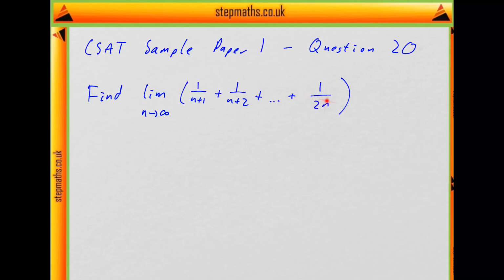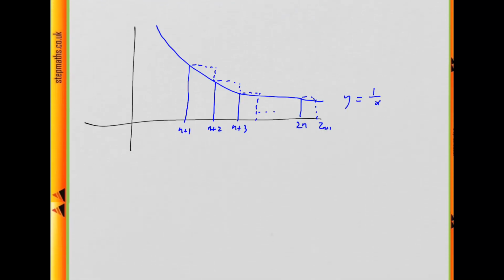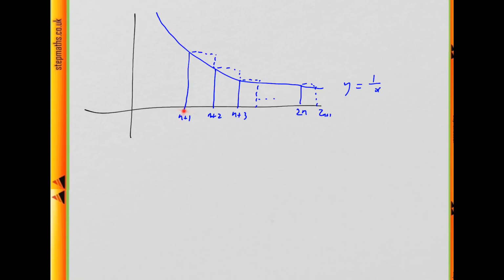And you do have to be a little bit creative, but I think what they were going for was this. We've got all these 1 over something, so it makes sense to think about y equals 1 over x, and then think about what this looks like with respect to that. So let's draw y equals 1 over x. And we've just got the values at n plus 1, n plus 2, n plus 3, etc. up to 2n.